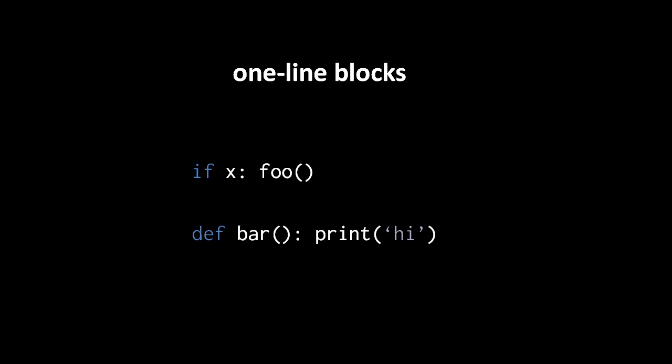For yet another stylistic allowance, if you have a code block consisting of just one statement, you can write that statement on the same line as the block header. So here, for example, you see an if and a function definition, both of which have just one statement in their bodies, so they're just all written on one line.